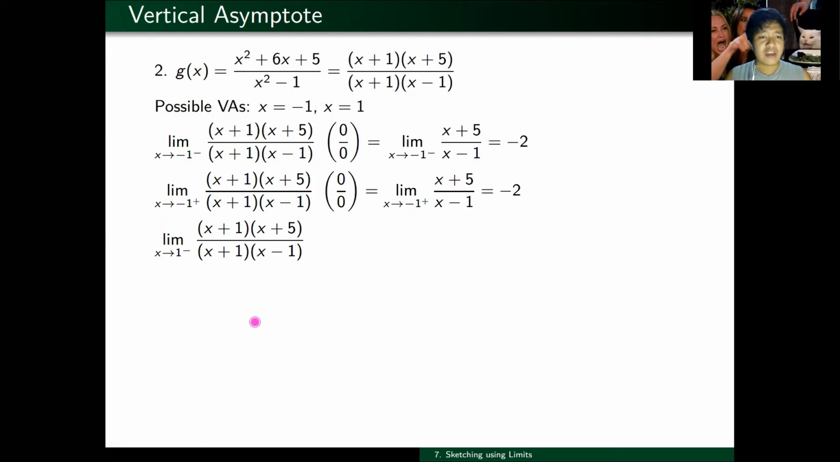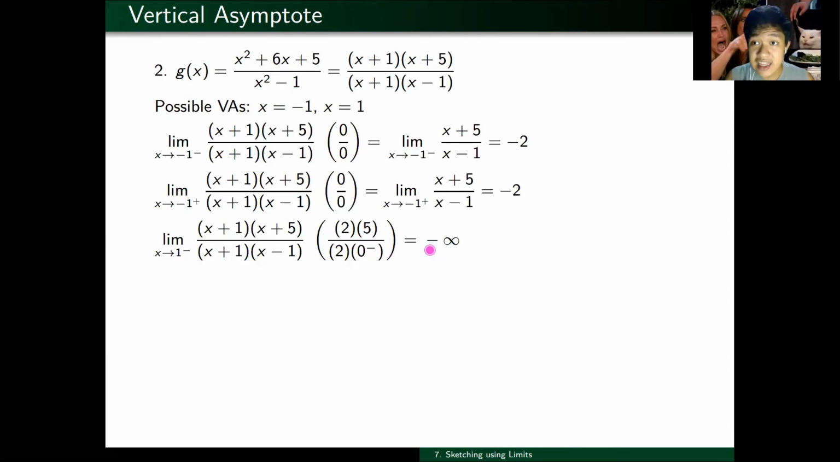If I try to plug in 1, limit from the left muna kunin ko, no? If I try to plug in 1, I get 2 dito sa x plus 1. Sa x plus 5, I get 6. Dito sa x minus 1, 0 minus. Okay. So I have plus, plus, plus, minus. Here, I get negative infinity. X equals 1 is indeed a vertical asymptote.